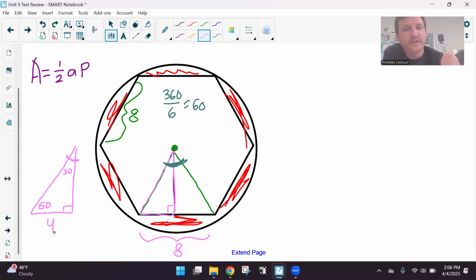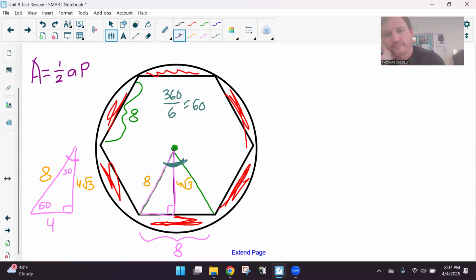That's something you guys need to know. We've been using these things for months now, so you should be able to identify this one. So we're going to get a 4 and an 8 right there. We have a 4 square root of 3. We have an 8 on the radius, and that's everything we need here.